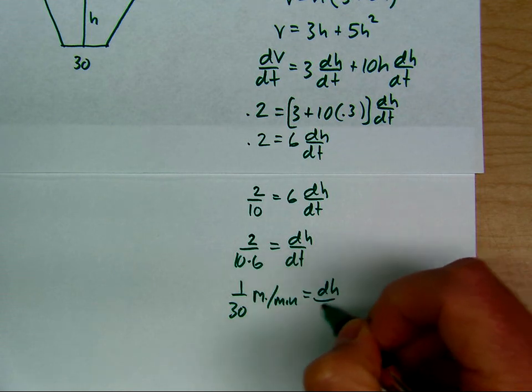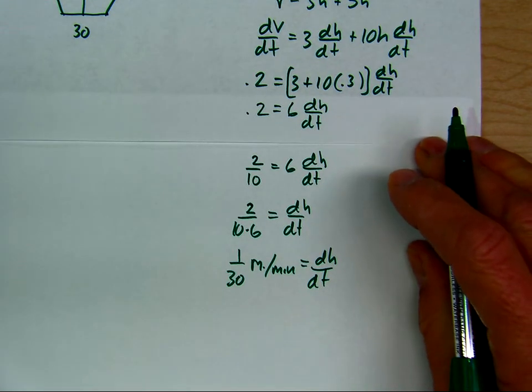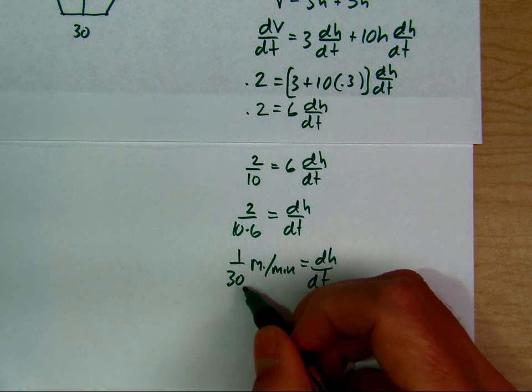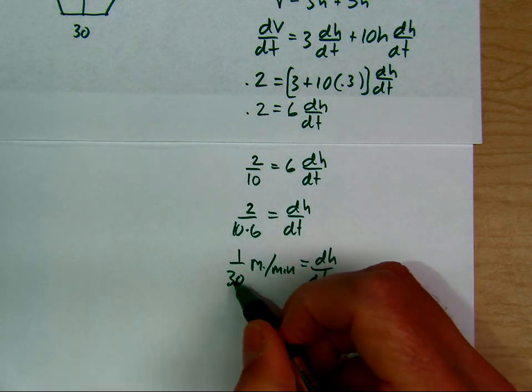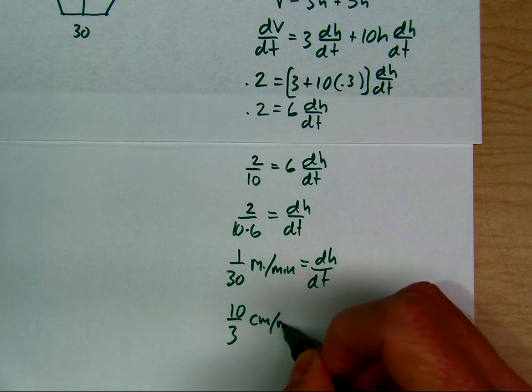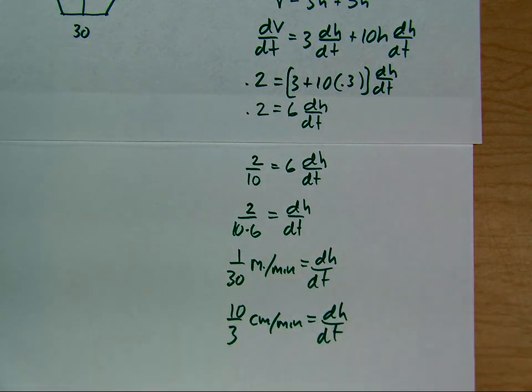We could put it in centimeters by multiplying by 100, since going from meters to centimeters means multiplying by 100. So we have 100 over 30, which is 10 over 3 centimeters per minute. All right, and we'll stop there.